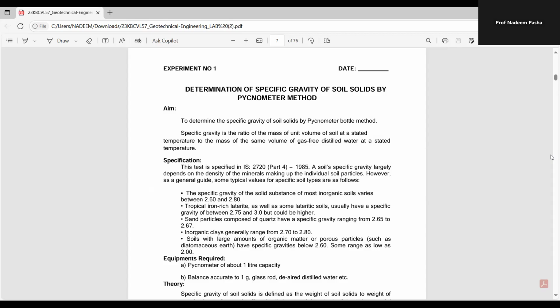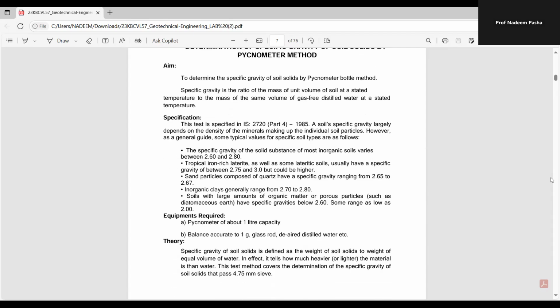So what are the equipments required? First is a pycnometer of about 1 liter capacity. Next, a balance accurate to 1 gram. Next, a glass rod. And de-aired distilled water.